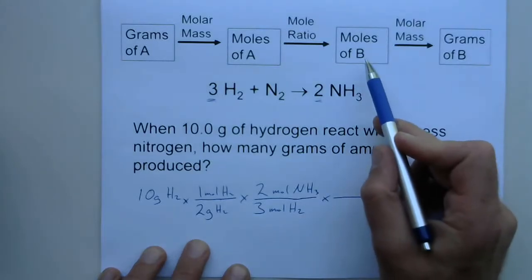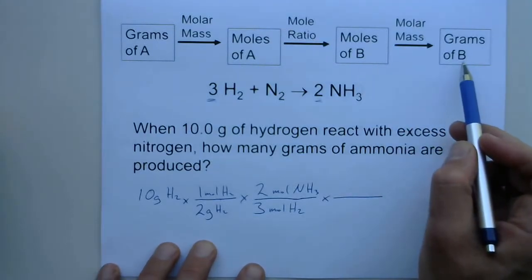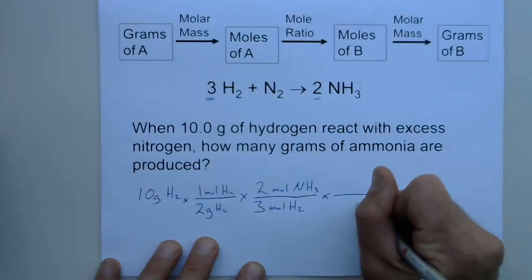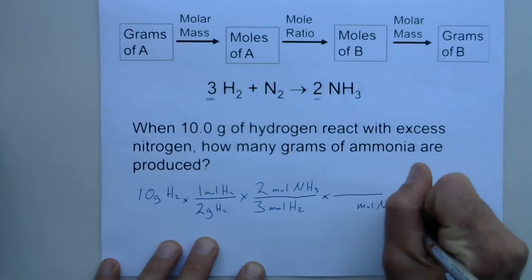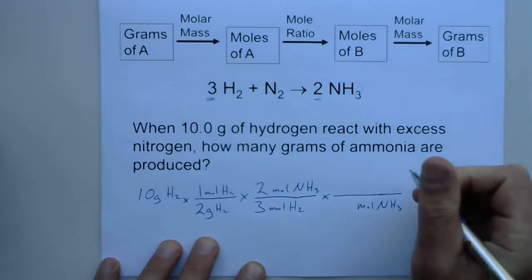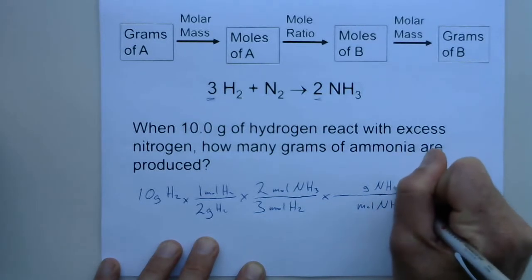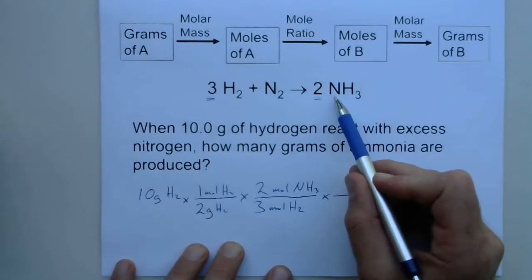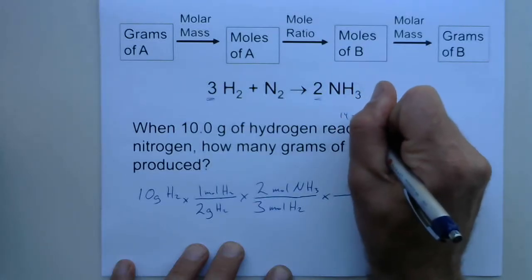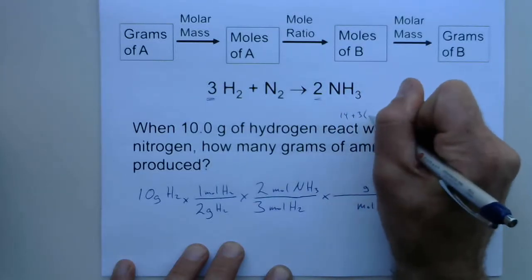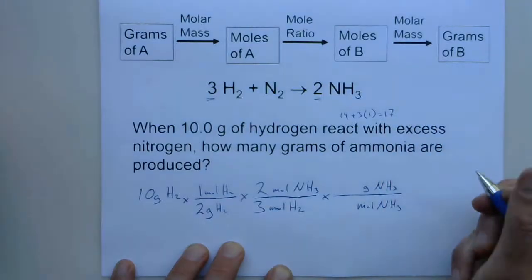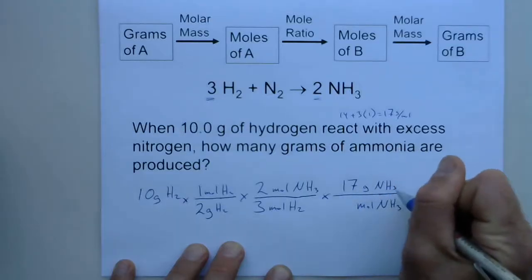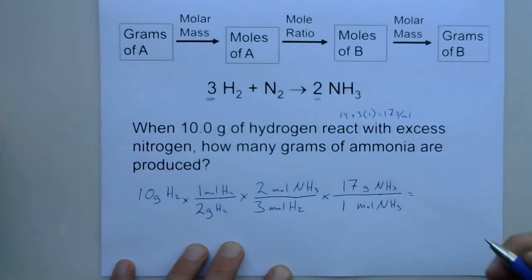Last step, we take that from moles back into grams, because we want our final answer to be in grams. So we use a molar mass that comes from the periodic table. We put moles of NH3 on the bottom, and grams of NH3 on the top. We add up the molar mass of NH3: nitrogen on the periodic table is 14, and then we have 3 hydrogens. Each hydrogen is 1, so the molar mass is 17 grams per mole. So 17 grams of ammonia for every 1 mole of ammonia.